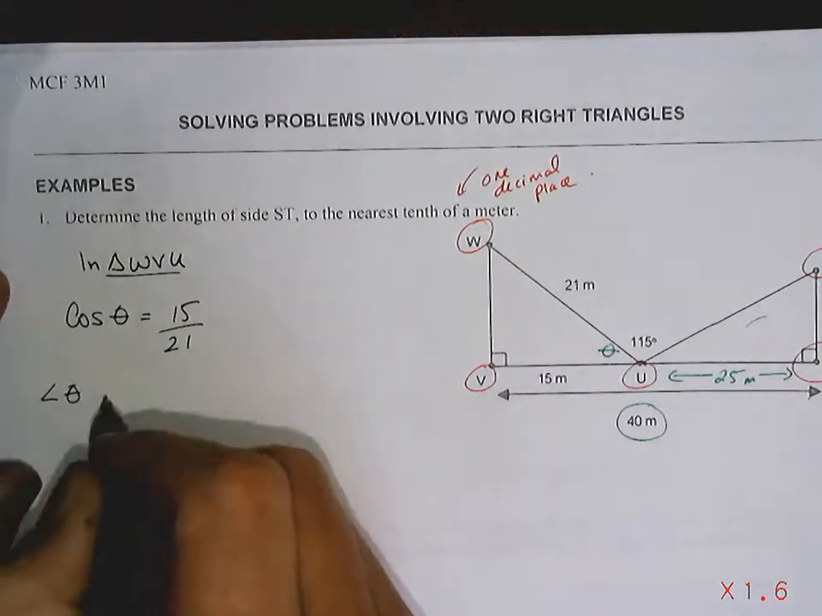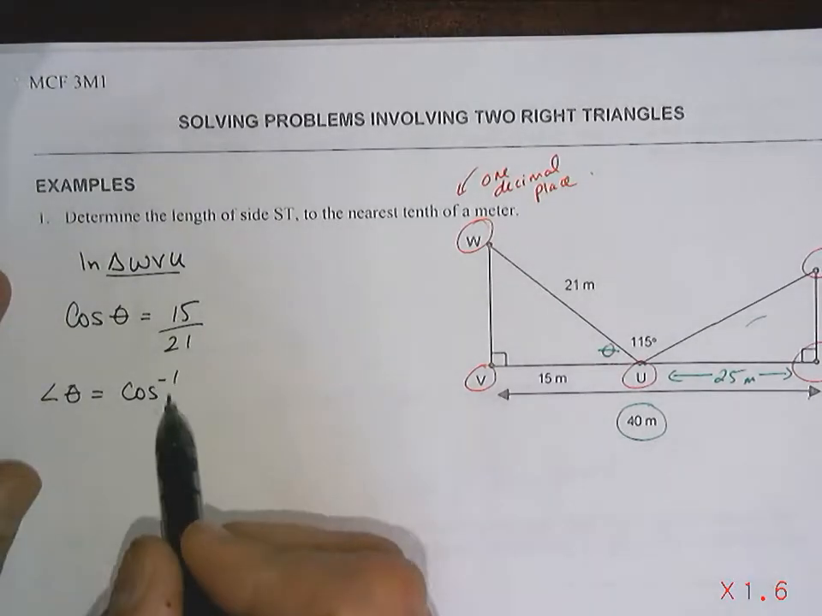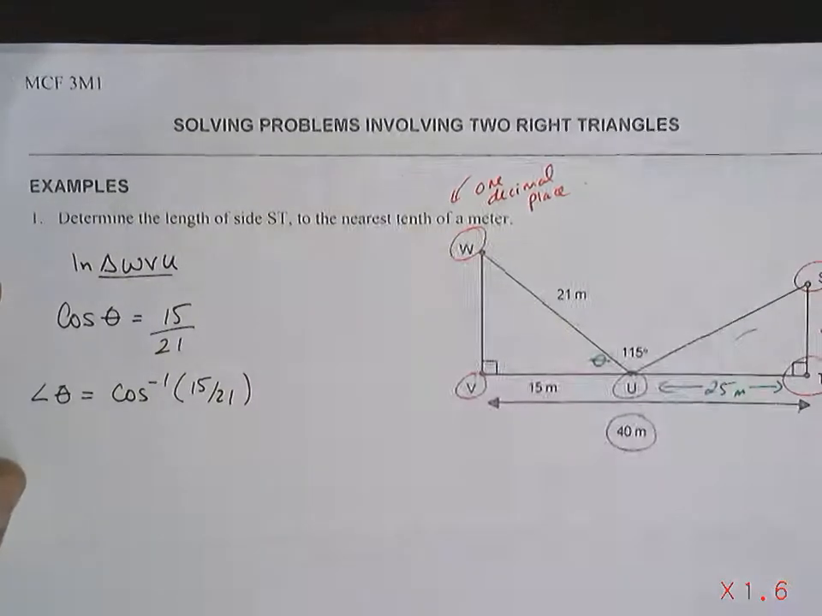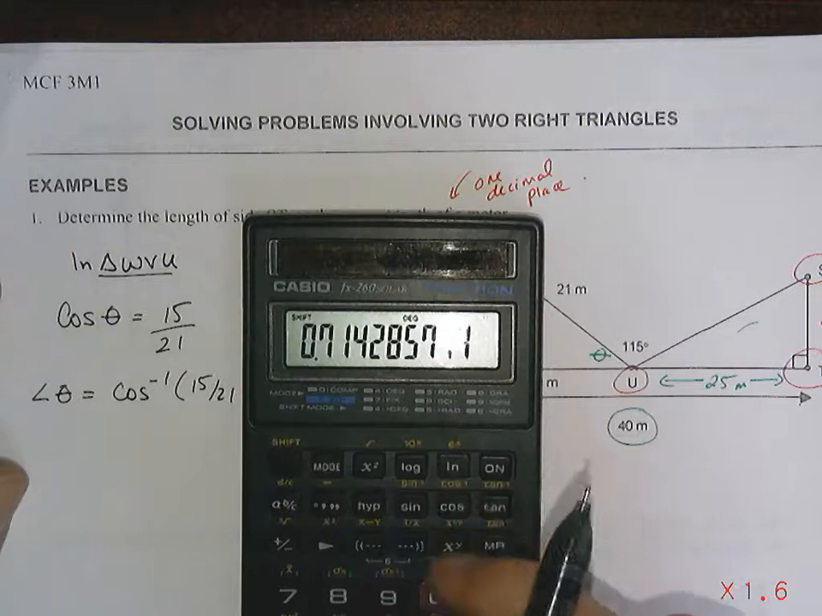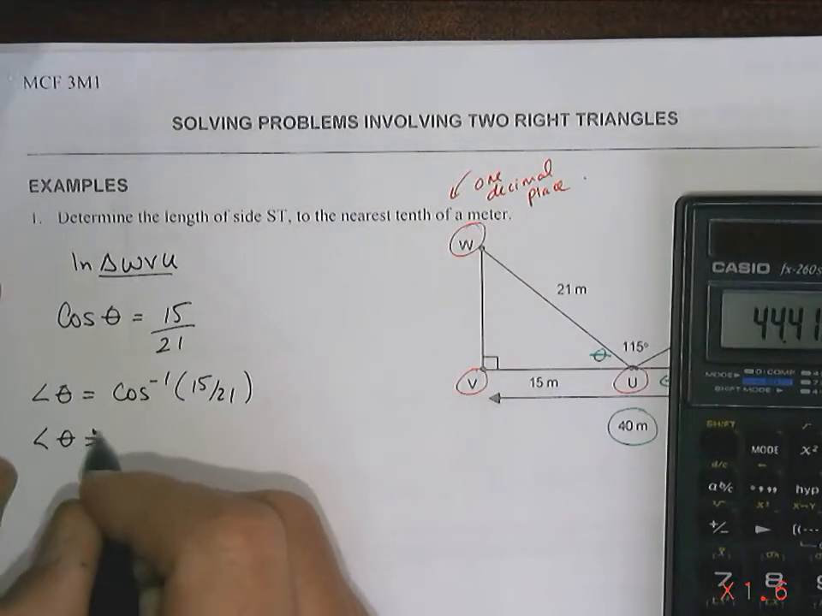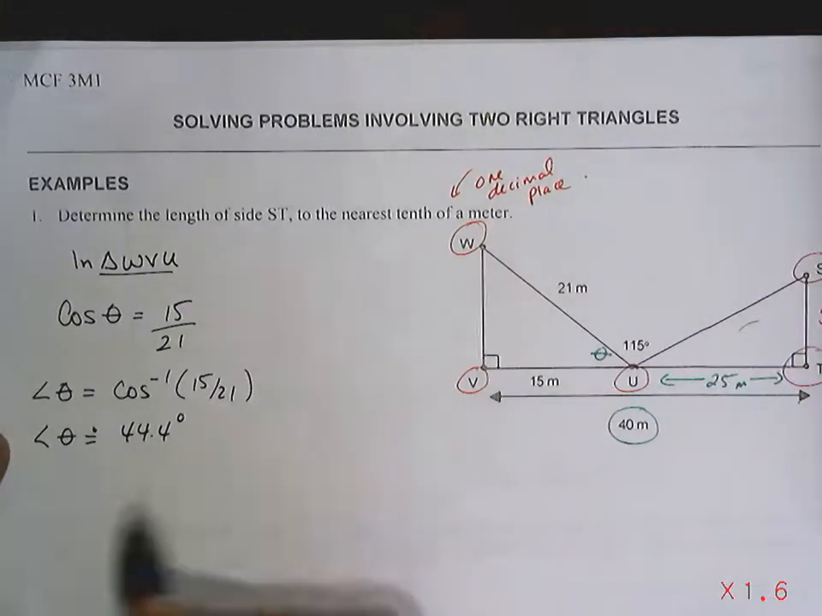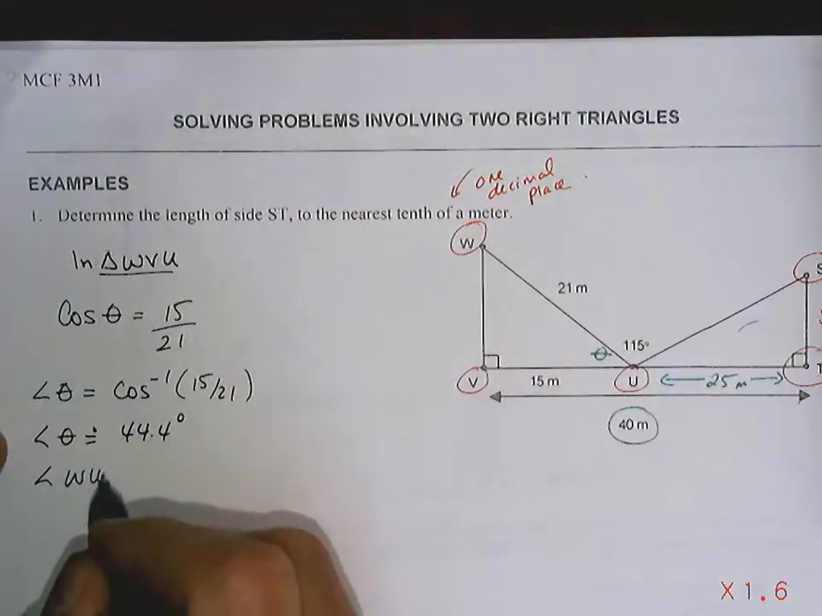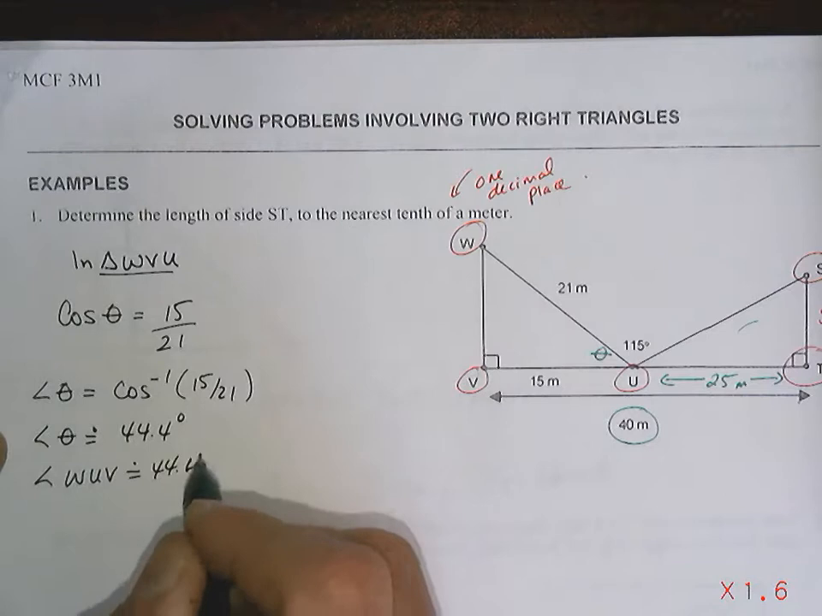Now you should know that I'm after the inverse. So angle theta is going to be cosine inverse. Now that's not an exponent. That is all one symbol. 15 over 21. Using a calculator, I come up with theta equals approximately 44.4 degrees. So that means that angle WUV, which is theta, equals approximately 44.4 degrees.